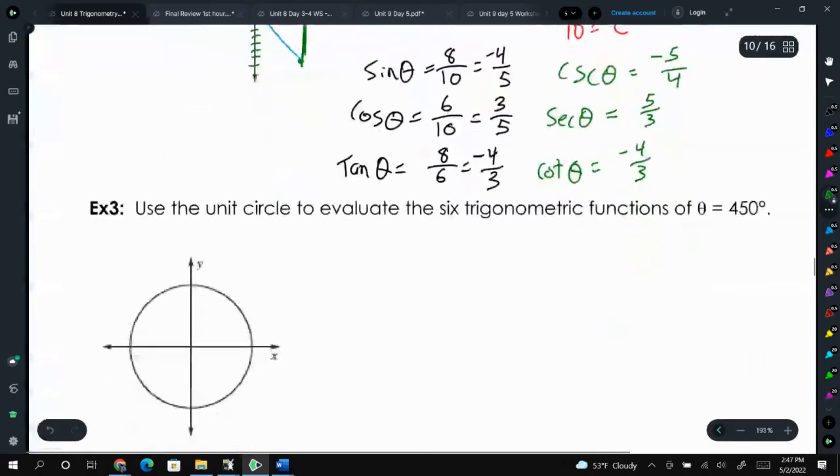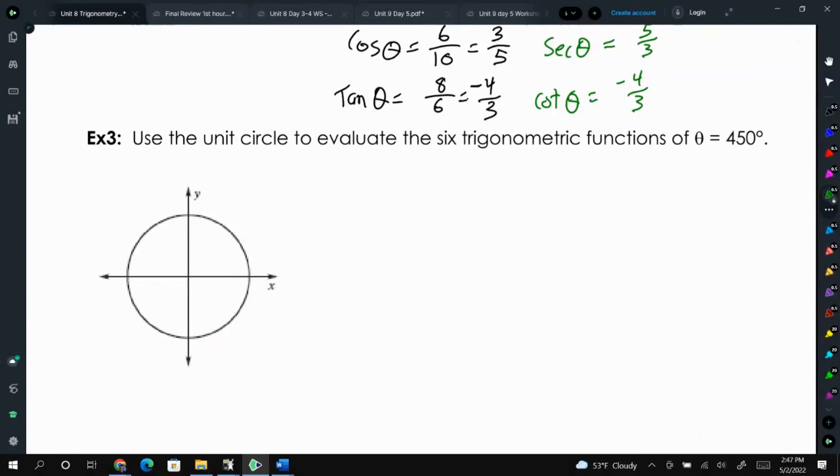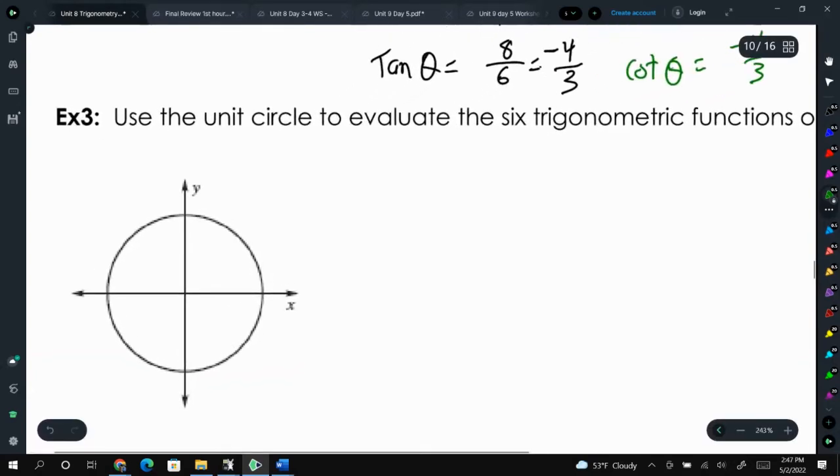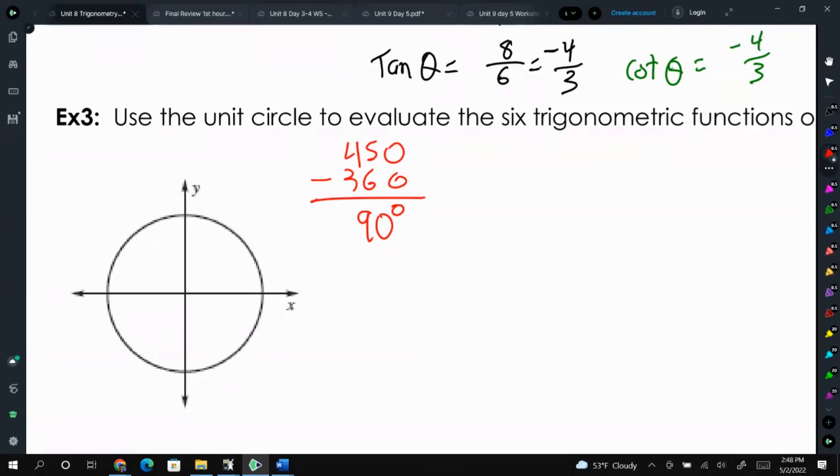All right, now these last problems here, we're going to use the unit circle to evaluate the 6 trigonometric functions of 450 degrees. So what I would do first is, with 450 degrees, I would subtract a full circle of 360. And once we do that, we're going to get 90. Now 90 is one of those quadrantal angles on our unit circle that we know how to calculate. So 90 degrees is right here, and the coordinates for that are going to be 0, 1.